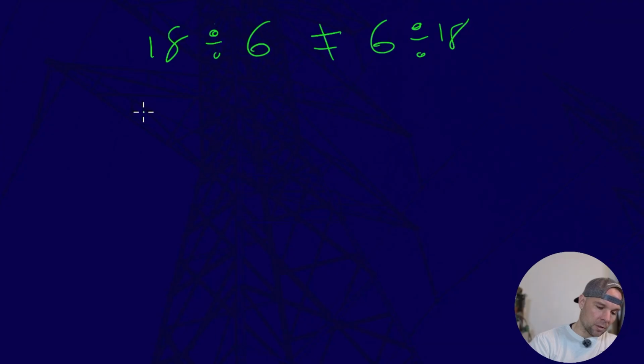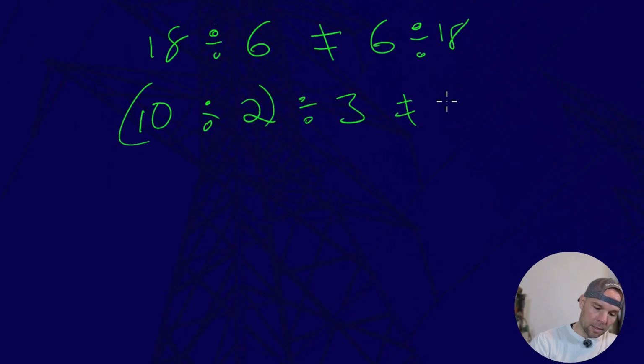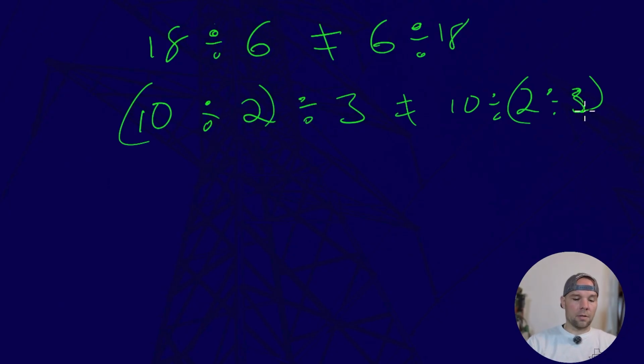So 10 divided by 2 divided by 3 is not the same as 10 divided by the result of 2 divided by 3, doing the 2 divided by 3 first, then the 10. So those are not equal. You cannot change up the grouping and get the same result.